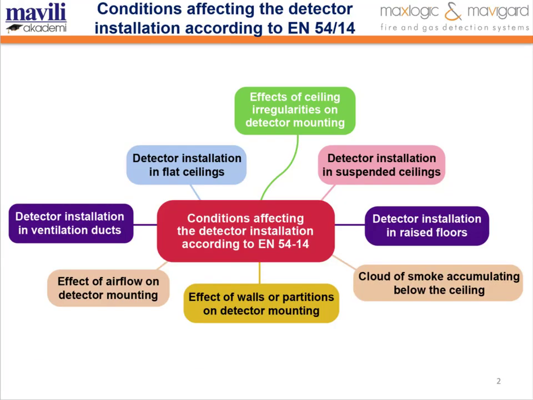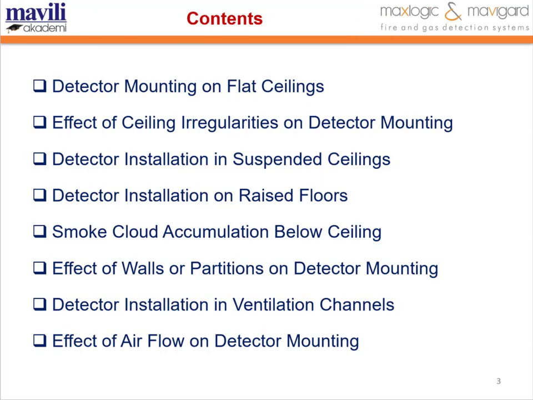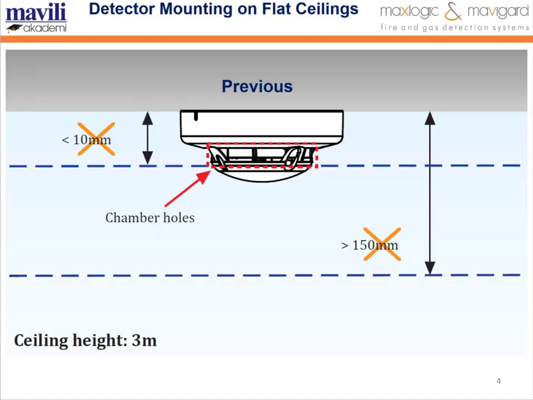Today's topic is conditions affecting detector installation according to EN 54-14. Our contents today: detector mounting on flat ceilings, effect of ceiling irregularities on detector mounting, detector installation in suspended ceilings, detector installation on raised floors, smoke cloud accumulation below the ceiling, effect of walls or partitions on detector mounting, detector installation in ventilation channels, effect of airflow on detector mounting.